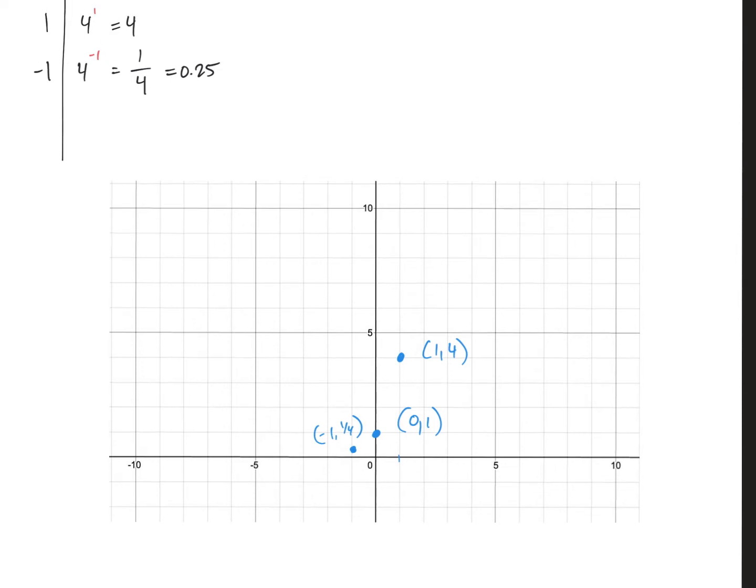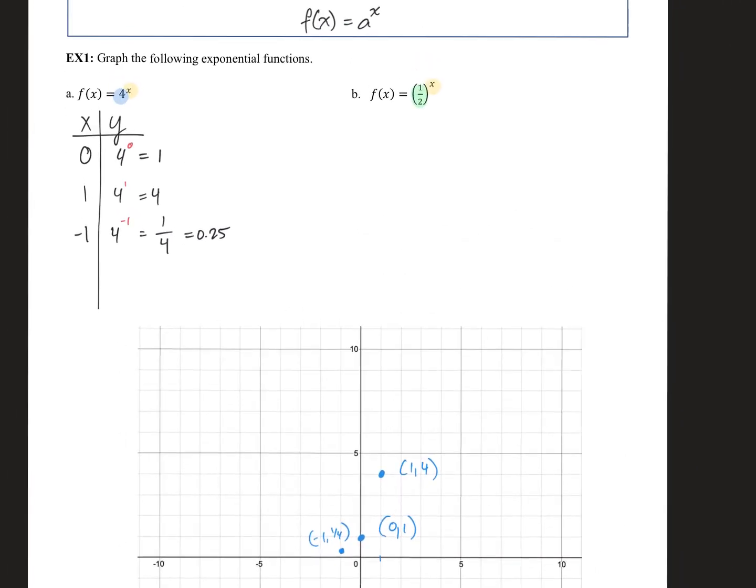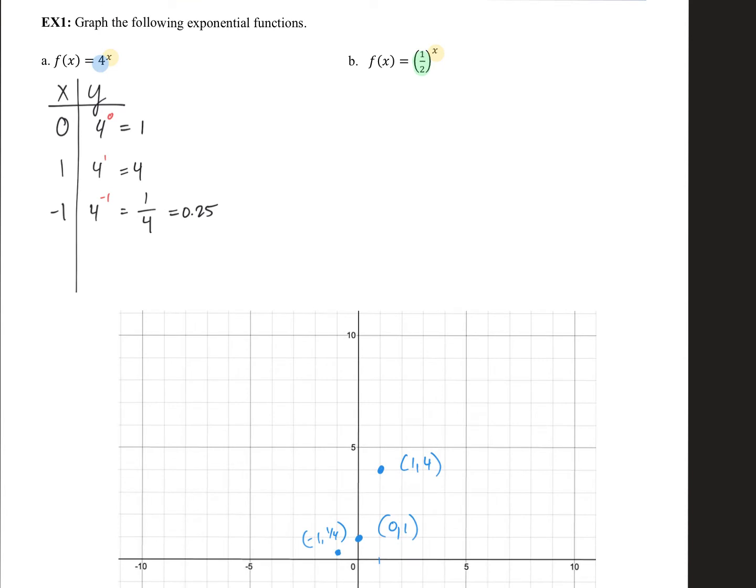Okay, so let's see. Can we find a y or an x-intercept for this? Well, for an x-intercept, how do I solve an x-intercept? I need to set y to 0, right? So that means, let's go ahead and do this on the side here, and I'm just going to show you why we're not going to have one. So f of x equals 4 to the x. And we're trying to find if we have any x-intercepts. So we're going to set y to 0, and then we're going to solve.